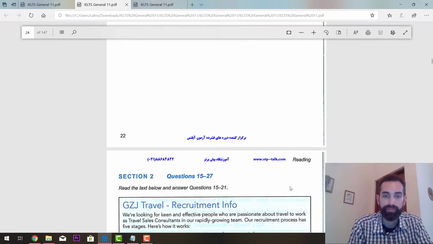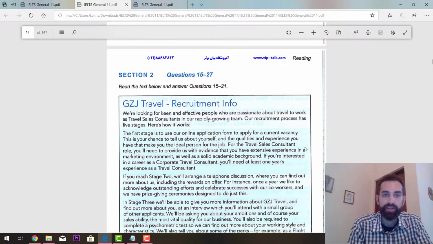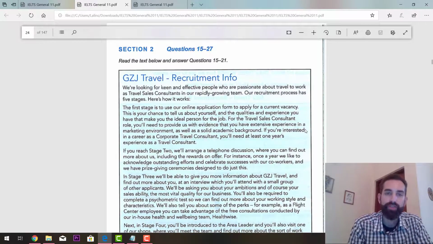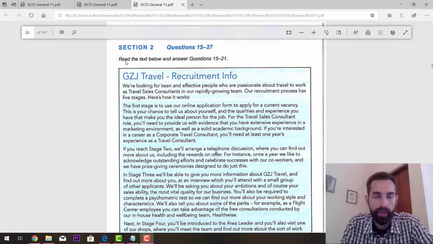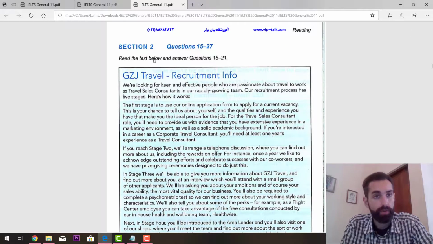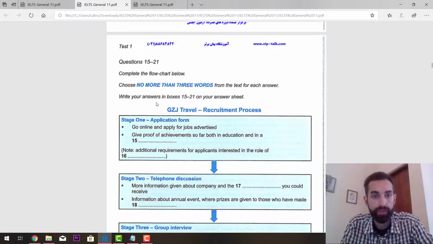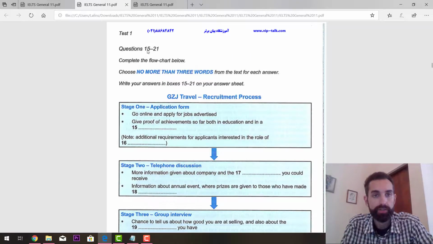So now we can move on to section 2. Let's go down, and here we are. Section 2, questions 15 to 27. So we will read the text below and answer questions 15 to 21. So before we read this, we will check out the questions. And this is the questions 15 to 21. And we will be completing a flowchart, as you can see below.